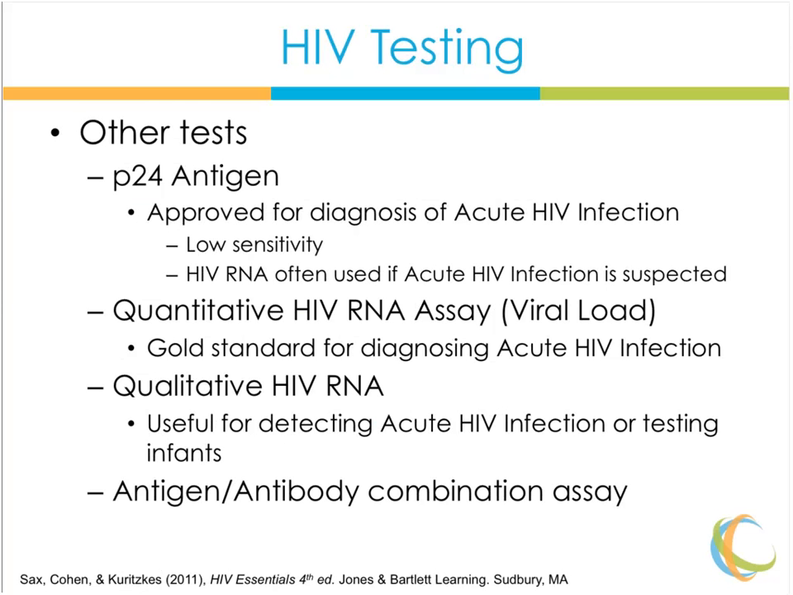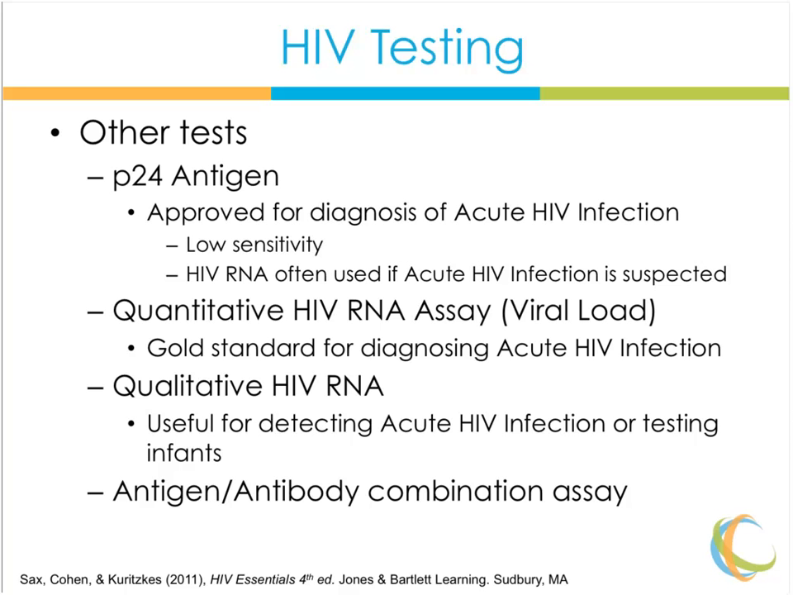Other HIV testing that's available today are antigen tests. The P24 Antigen Test is probably a test that you've all heard of. It is approved for the diagnosis of acute HIV infection. It has a low sensitivity. HIV RNA is often used if acute HIV infection is suspected. This test was approved for the hopes of perhaps diagnosing HIV infection earlier.